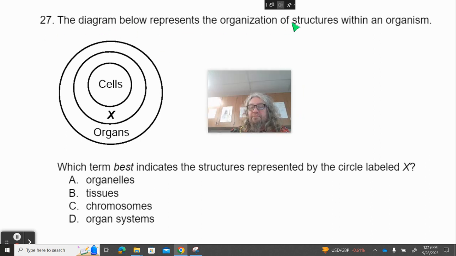27. The diagram below represents the organization of structures within an organism. We have cells in the middle, and X, then organs. Which term best indicates the structures represented by the circle labeled X? Is it A, organelles, B, tissues, C, chromosomes, D, organ systems?